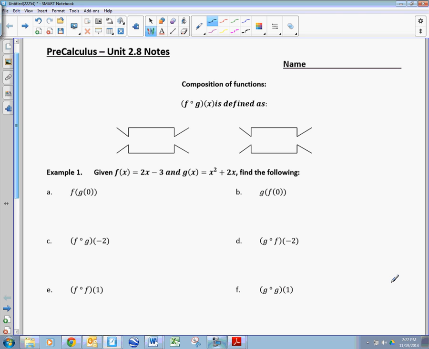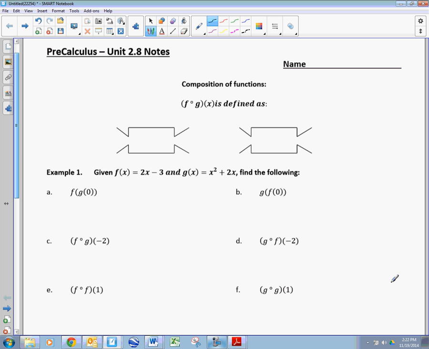Composition is not something you will use in your everyday life, but you will use it just about every day of your calculus career. Raise your hand if you anticipate you might take calculus someday. That's 2/3 of the class. So you guys will be using this stuff a lot.